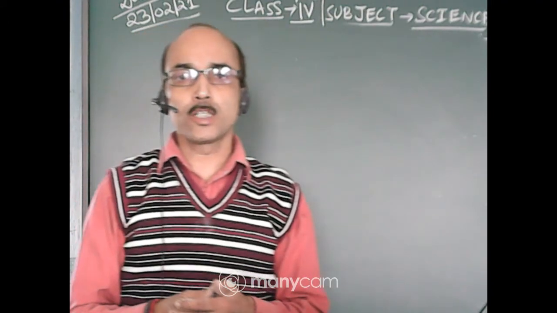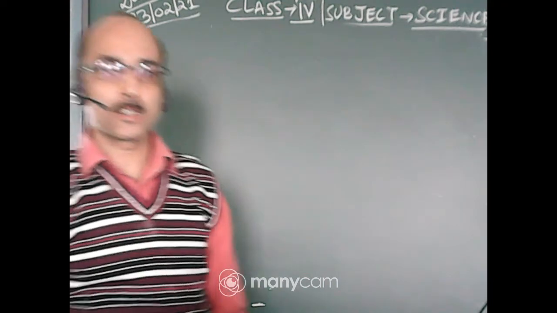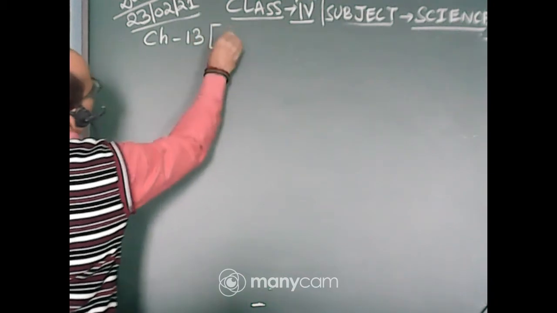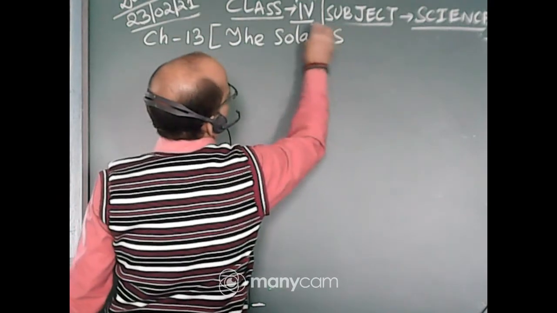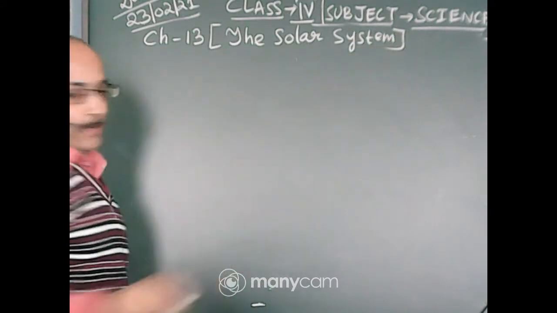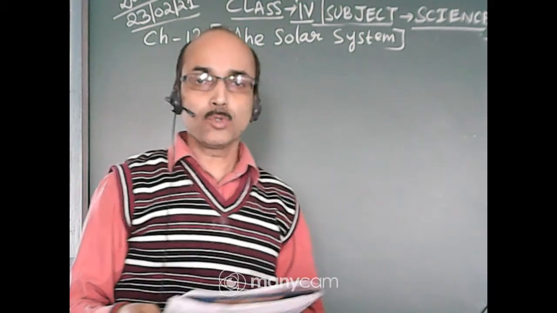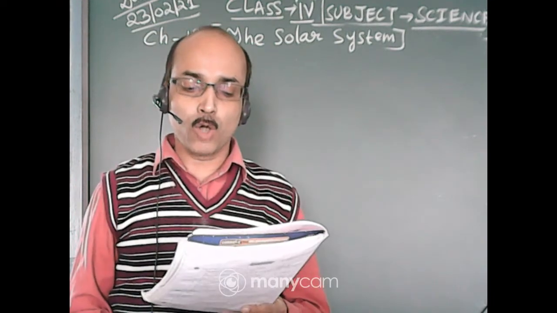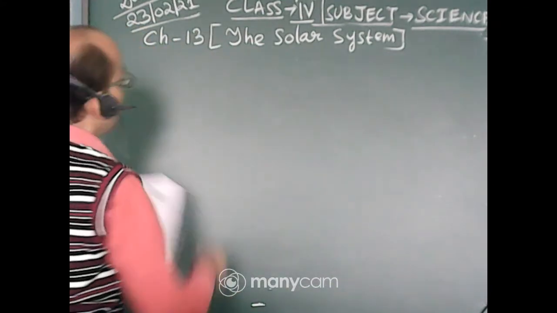This is, as you know, your science class. Today we will be doing chapter number 13, the solar system. This is the chapter we will be doing today. We will be doing the long answer question, because in the previous class we have already completed question number 1 from the long answer questions from the exercise of this chapter. So today we will be doing question number 2.